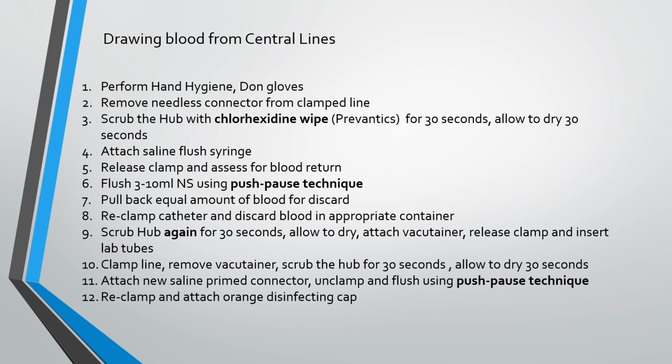Scrub the hub again for 30 seconds, allowing to dry completely. Attach the vacutainer. Release the clamp and insert lab tubes. Clamp the line, remove the vacutainer. Scrub the hub for 30 seconds, allowing to dry again for 30 seconds. Attach a new saline primed connector. Unclamp and flush using push-pause technique. Reclamp and attach orange disinfectant cap.